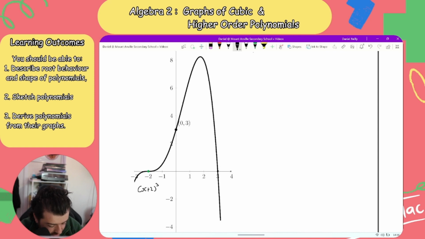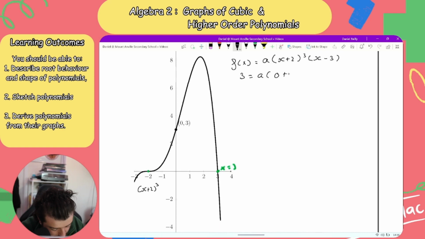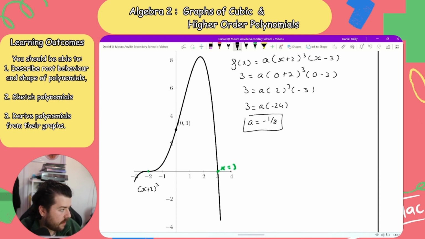And then here it passes at x equals 3. So my factored form is going to be, so I have to multiply it by a constant a. So it's going to be x plus 2 cubed times x minus 3. So it passes the point 0, 3. So when x is 0, f of x is equal to 3. So 3 is equal to a times 0 plus 2 cubed, 0 minus 3. 3 is equal to a times 2 cubed times minus 3. 3 is equal to a times minus 24. So a is going to equal minus 1/8.